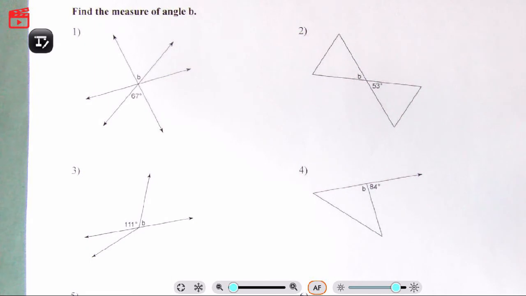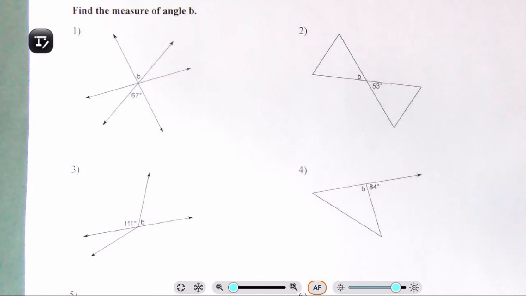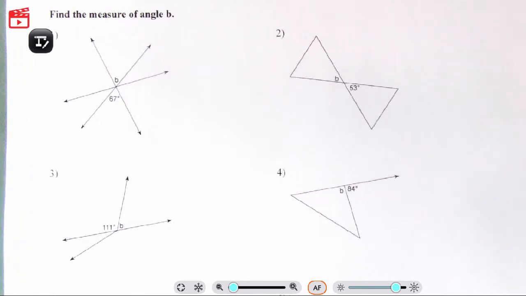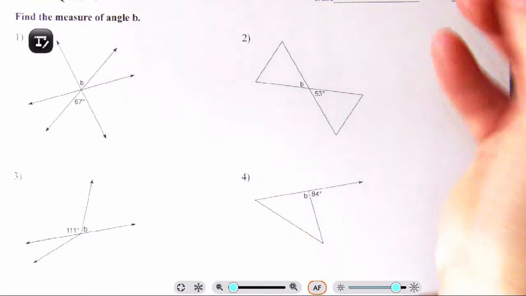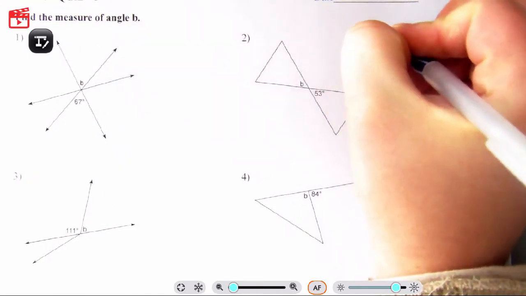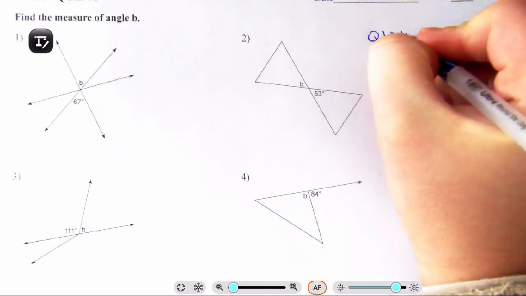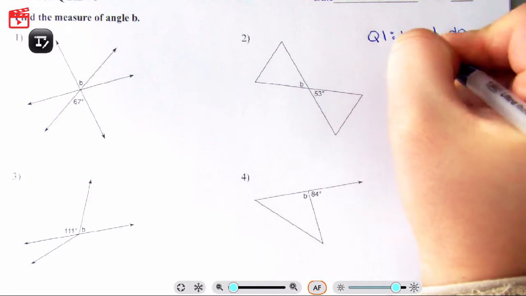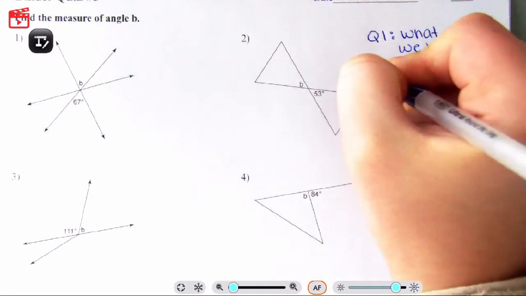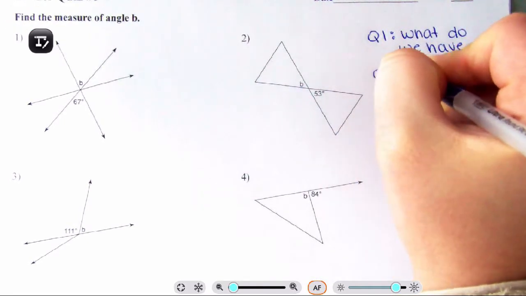Number one is asking us to find the measure of angle B. So the first thing we need to know is what type of angle relationship we have. Off to the side, I'm going to write out two questions. Question number one is, what do we have? And question number two is, what does that mean?